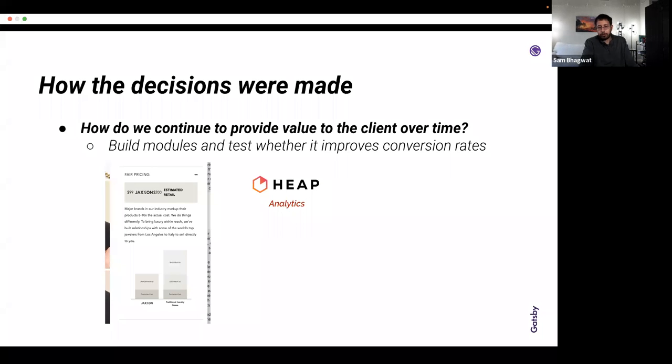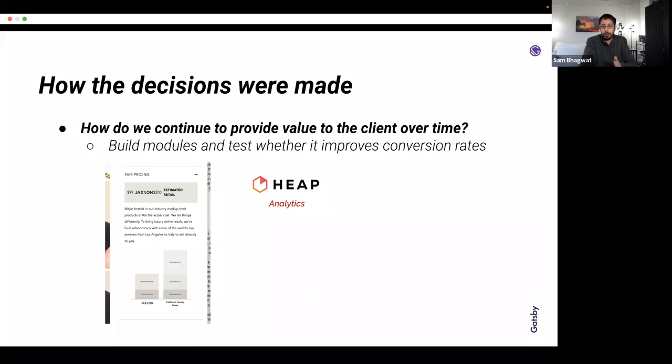And then the last question was how they continued to provide value over time. What they actually did was, after they shipped the project, and we'll talk a little bit about the results in a second, they shipped a fairly minimal version of the site, and then they built modules over time and tested whether these new modules improved the conversion rates. Like a fair pricing module, and they used Heap as an analytics tool that gave them really good visibility into what the effect of those modules is on conversion.